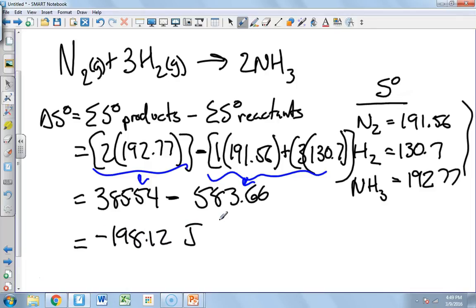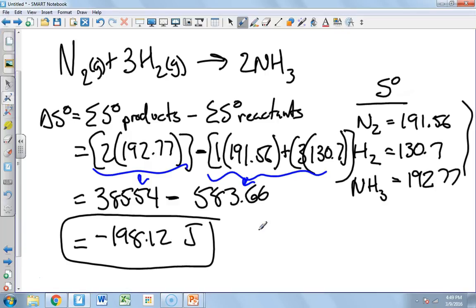198.12 joules. Now that's what we predicted our sign was going to be. So this is how we calculate entropy, and this is how we can verify what we think the entropy of a reaction is going to be based on the number of moles of gas.